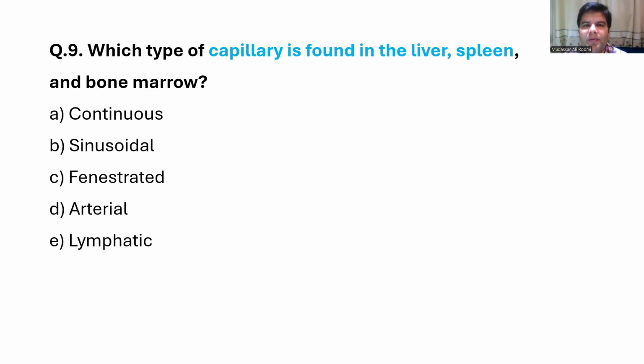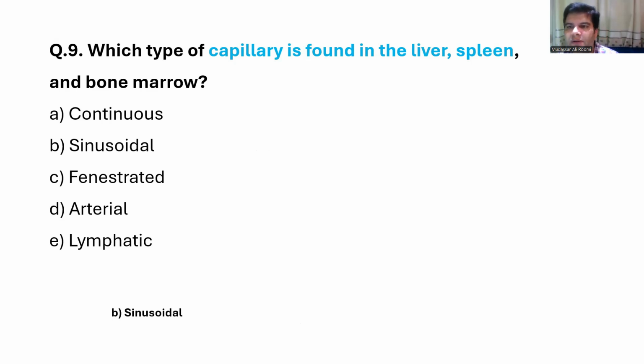Next question: which type of capillary is found in liver, spleen, and bone marrow? Options are continuous capillary, sinusoidal capillary, fenestrated capillary, arterial, and lymphatic capillary. And the answer is sinusoidal capillary or sinusoids. So sinusoids, they are present in liver, spleen, and bone marrow.